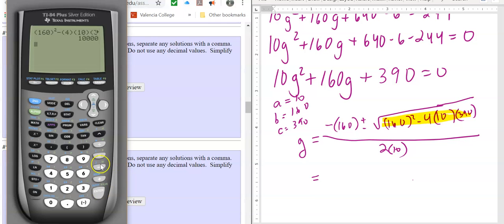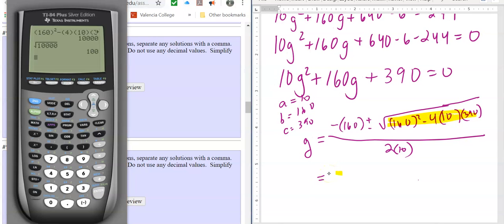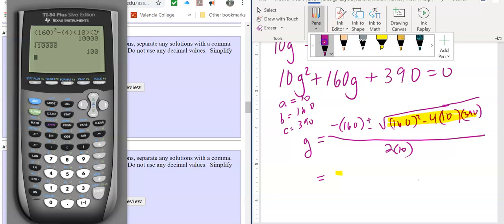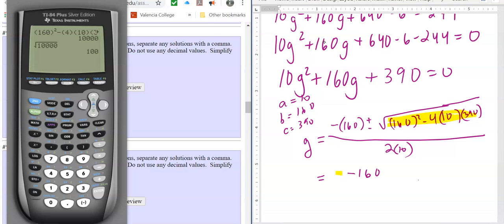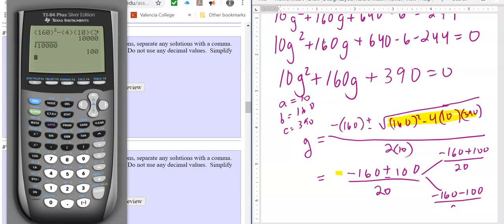So if I take the square root of 10,000, then I get 100. So it's going to be minus 160. Oops, let me get a better marker than yellow. So minus 160 plus or minus 100 divided by 20. Okay? So I have two answers here. It's going to be minus 160 plus 100, all divided by 20, or negative 160 minus 100 divided by 20.